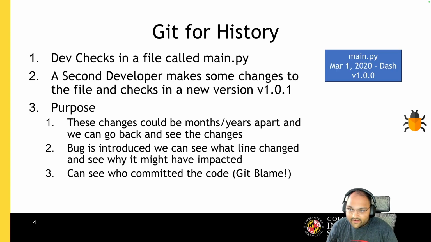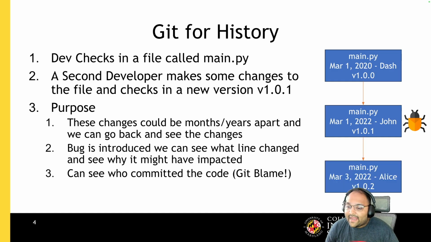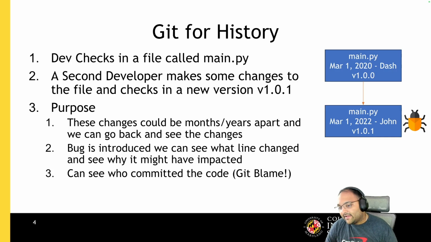So pretty interesting, right? Here's another example of a different thing. Someone checks in a file called main.py, and that's v1.0.0, right? Now John, on March 1st, 2022, has v1.0.1. So John introduces this new code, and there's a bug in this code, hence the bug icon. John introduces some bug.